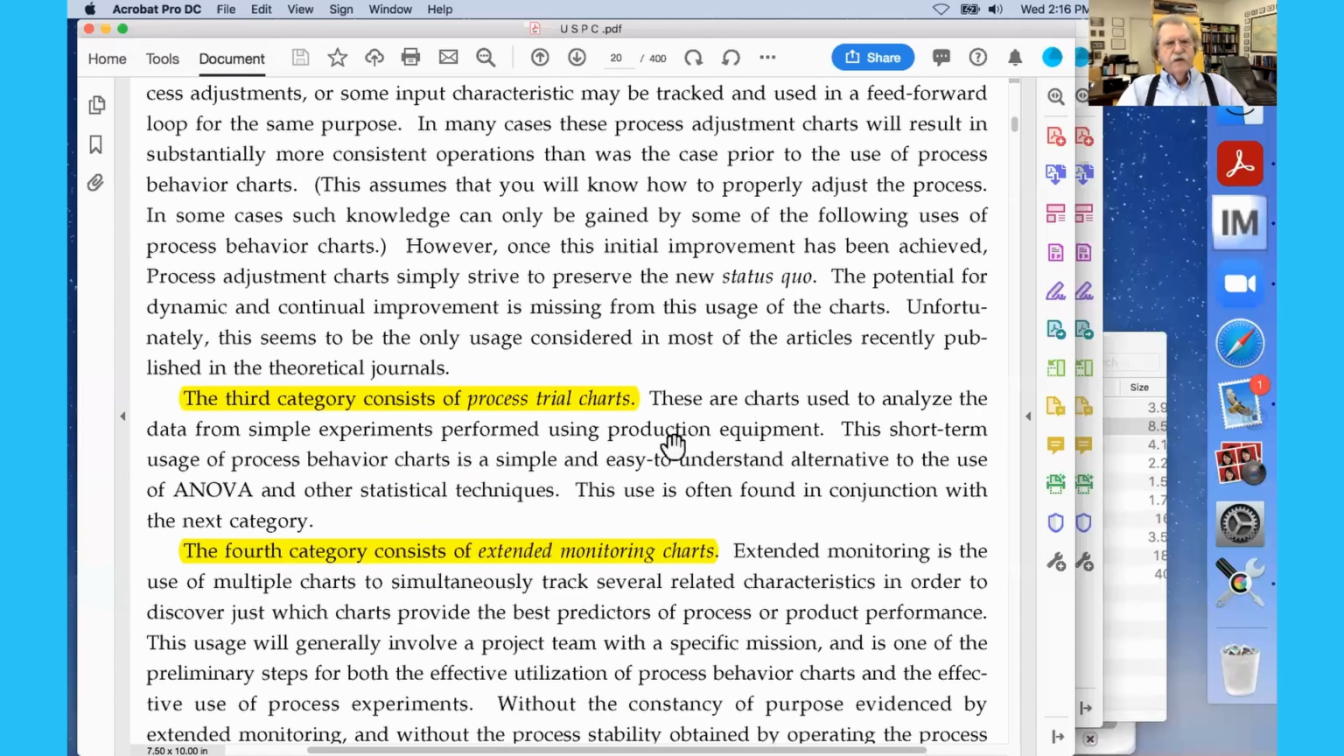The third category is process trials. You don't see a lot of these because they make wonderful examples. You know what a process trial is. That's when the engineers get in the way of the operators, collect data, and go back to a conference room and argue about it. And process behavior charts give you a powerful tool to evaluate those process trials.